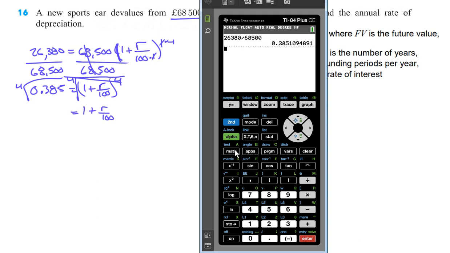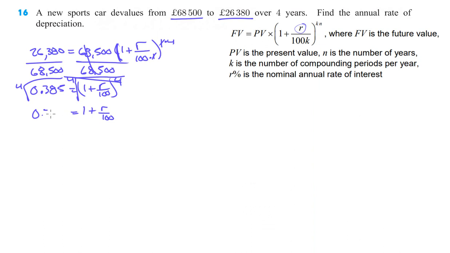On mine, I'm going to have to do 4 and then math, and then this little x root, that's number 5. It's going to tell me fourth root of, and then I'm going to use the second answer, so I don't have to put in my rounded answer. I'm going to put my unrounded answer in there, well, unrounded at least to 10 decimal places. So the fourth root of that gives us 0.7878. Equals 1 plus r over 100.